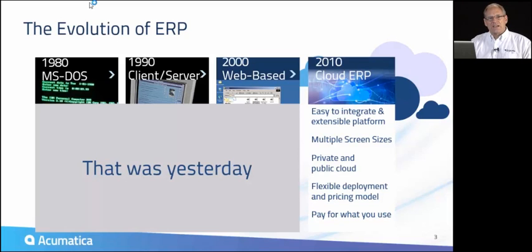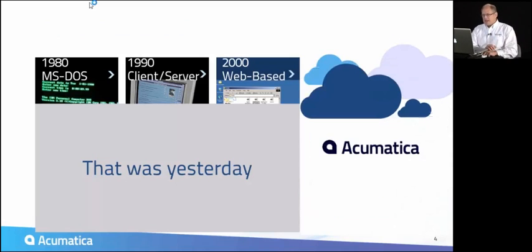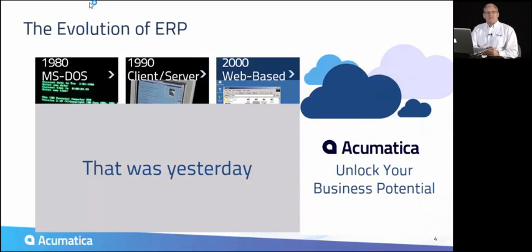Now, interestingly, this point about flexible deployment and pricing models, that's there and it's available for everyone. But you know what? Some vendors have made a choice. They've made a decision that they don't want to give you a flexible deployment. You have to run on their cloud. And they don't want to give you a choice of pricing models. It's their way or the highway. Well, from our perspective with Acumatica, we don't believe that that's the right way to go forwards. And what we're really all about is helping you to unlock your business potential.